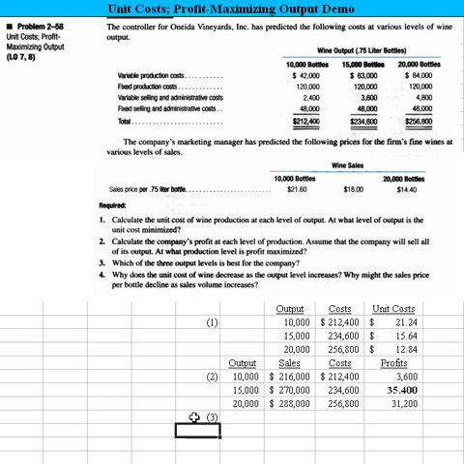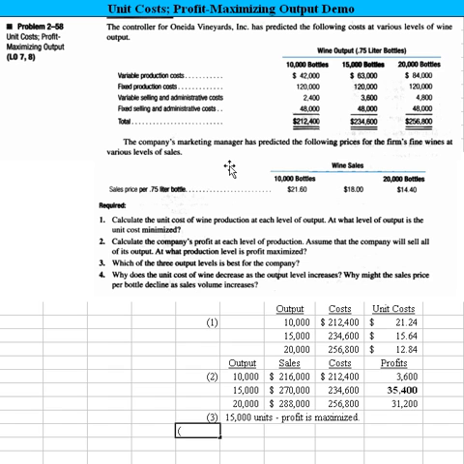Now we look at question 3, which doesn't involve any math. The question is, which is best for the company? 15,000 units. Why? Because profit is maximized. And we're not interested in minimizing costs. We're interested primarily in maximizing profit.